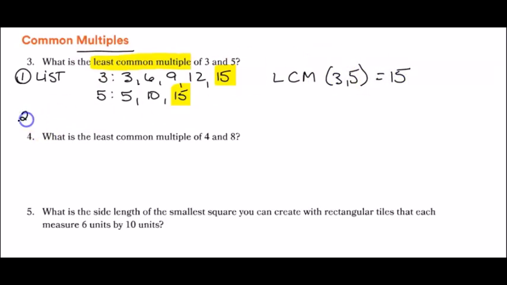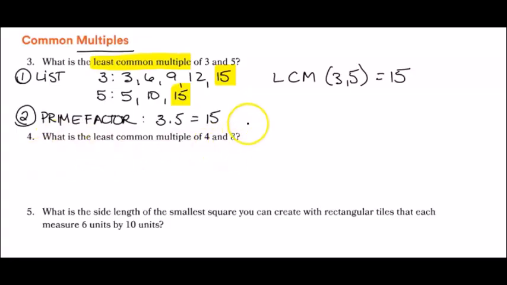There is another method you could use where you take the prime factors. Now this one isn't a good example to demonstrate prime factors because the only factors of 3 are 1 and 3. The only factors of 5 are 1 and 5. So in this case, it's just the product of those two. So let's take a look at this one maybe.